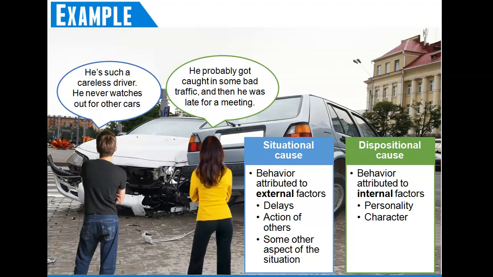So the way that we would, again, if someone got in a car accident, you would say, he was probably caught in some bad traffic, late for a meeting, just found out that a family member's in the hospital and was rushing to go to the hospital. All stuff outside of the person's control that then led to the behavior of getting the car accident.